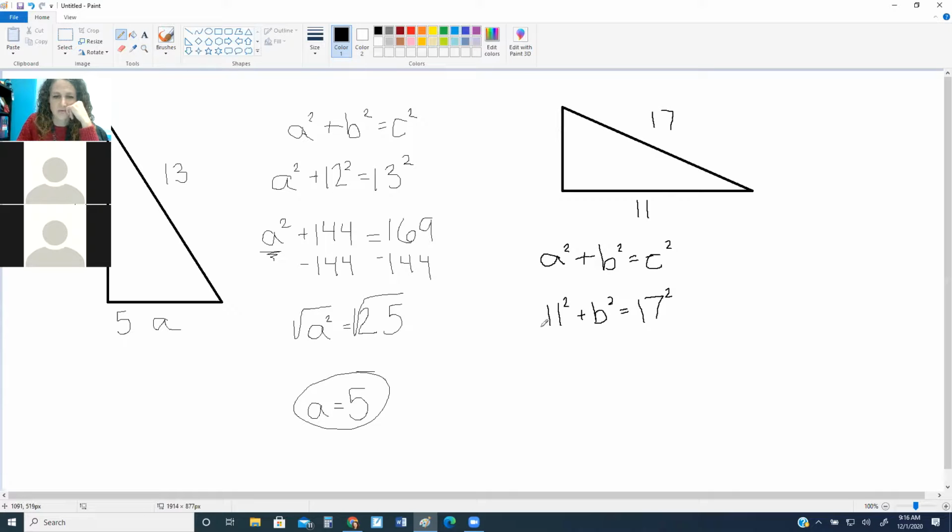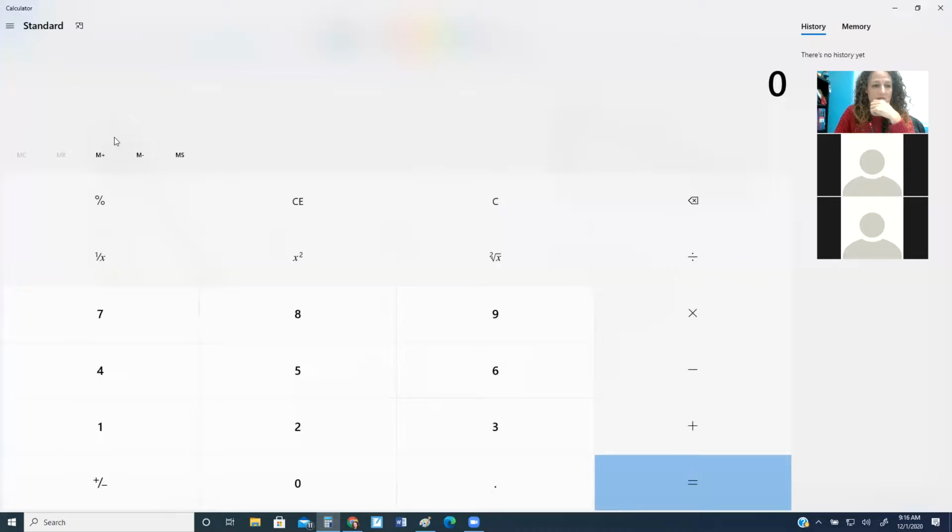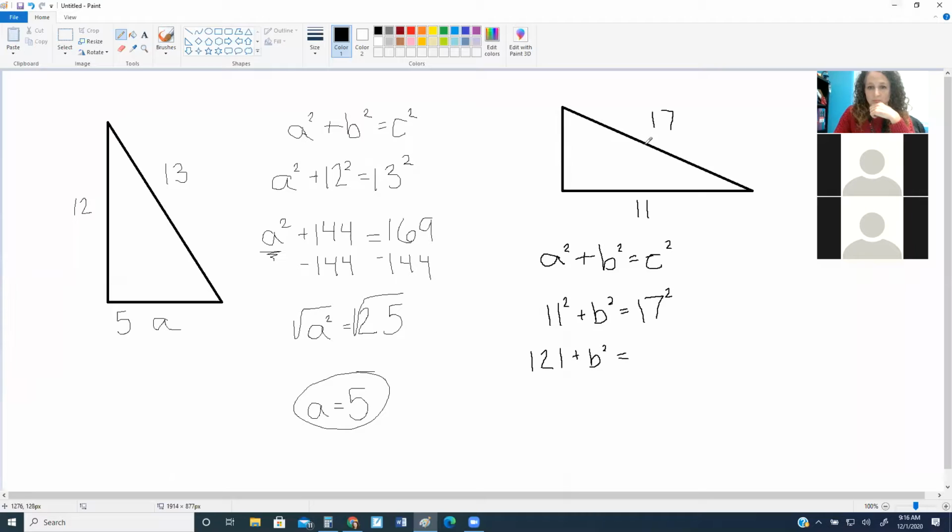All right, so like Brayden told us to do last time, I'm going to start by squaring these. So I know that 11 squared is 121. I don't know what 17 squared is. I used to. That's one I've forgotten. So I'm going to pop my calculator up and do 17 squared. It's 289.